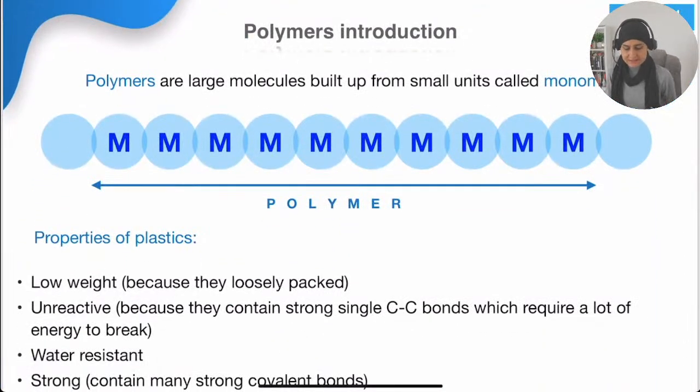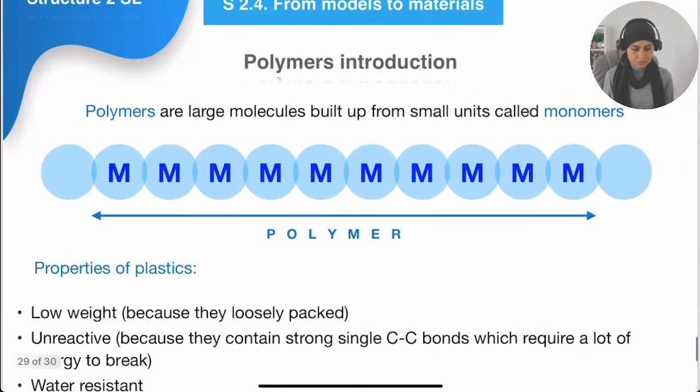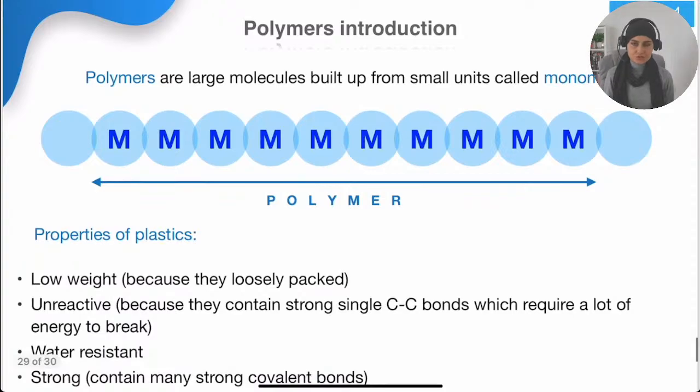Next bit. The next bit again, SL, structure 2.4.4, polymers, introduction to polymers. Do not ask me why it's all of a sudden here after the bonding. I think it's because it's materials. Probably, yeah, that was the logic. So, polymers are large molecules built from small units called monomers. You have a large chain made out of small units.